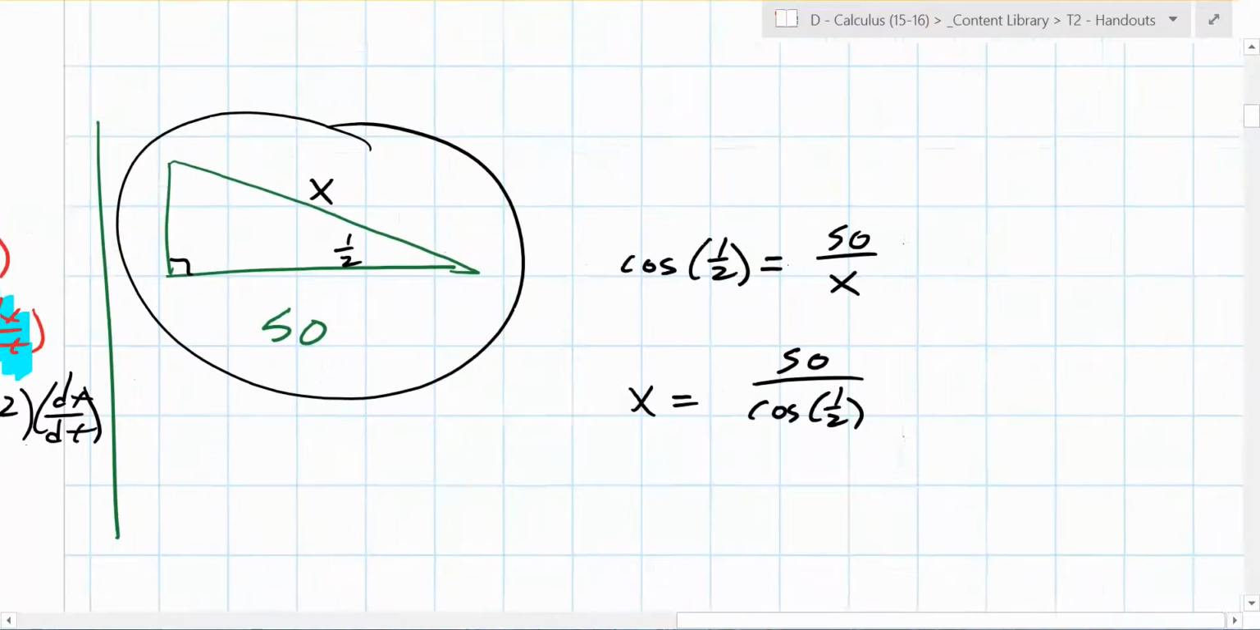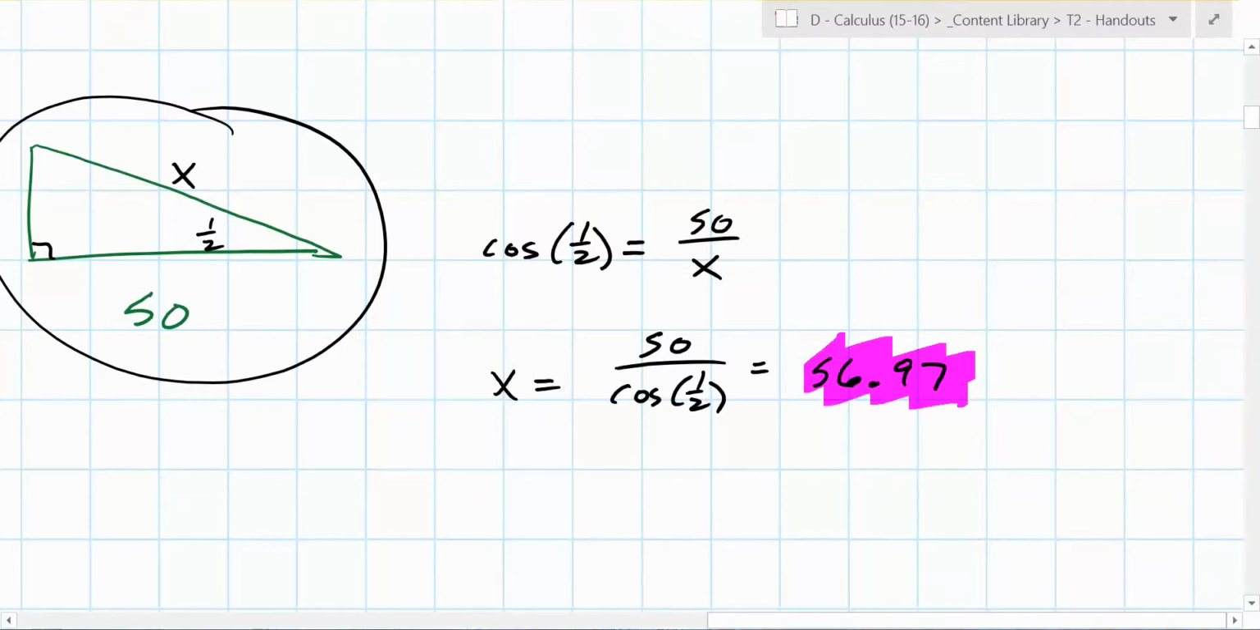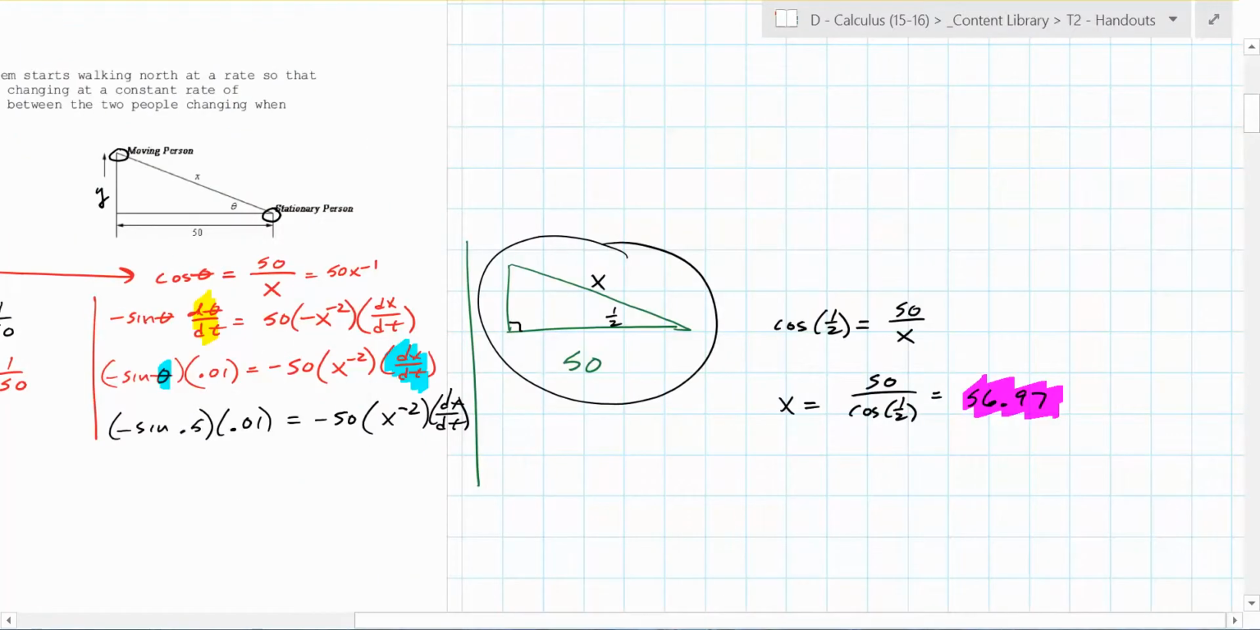Can someone do that on the calculator for me? What is cosine of 1/2 in radians, and then do 50 divided by that. What's 50 divided by cosine of 1/2 when it's in radians? What's it equal? Anybody have it? 56.97. So where do we plug that in? Where do we take this? For x. Yeah, you take this and you plug it into x.